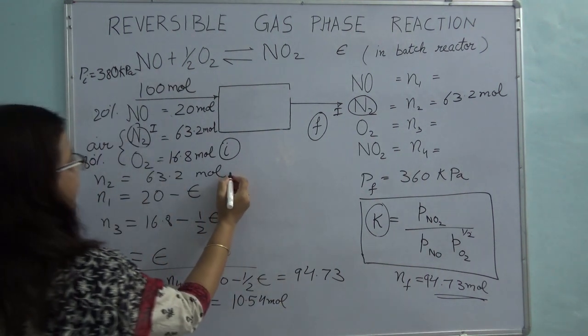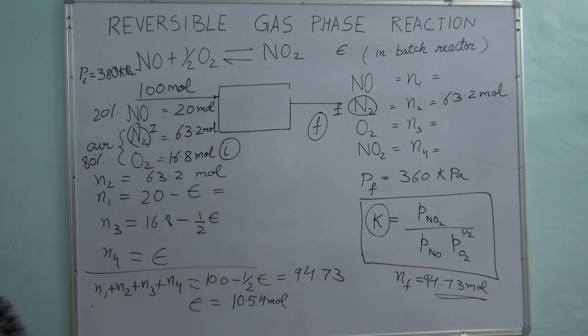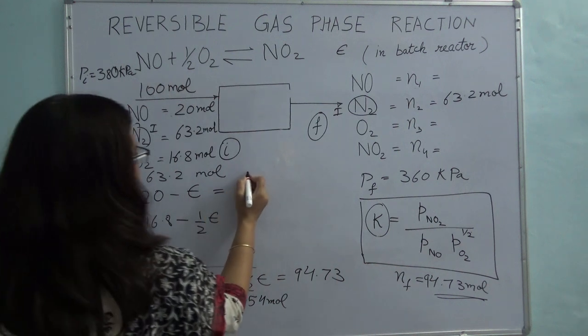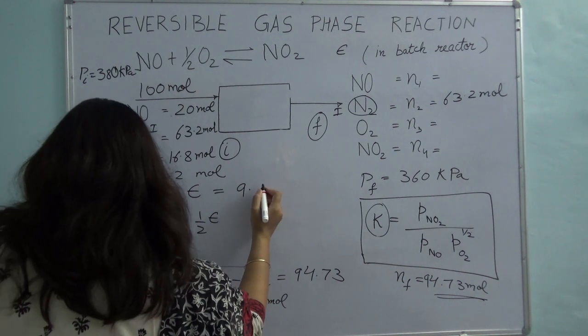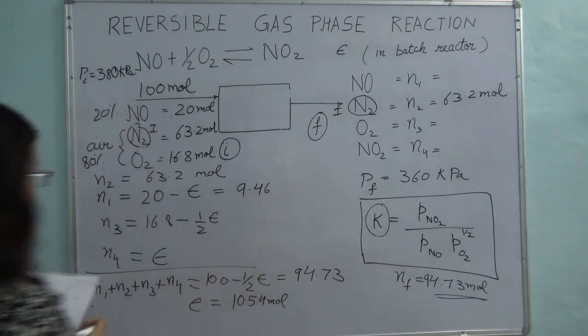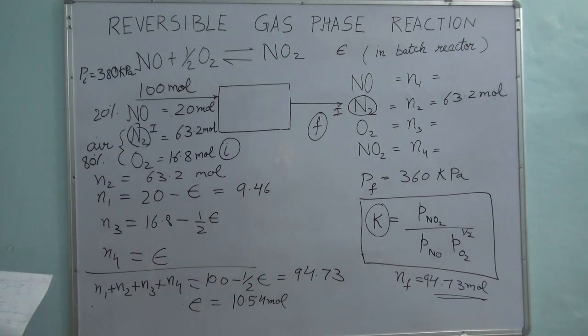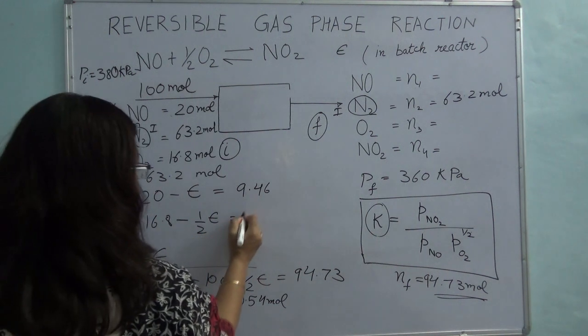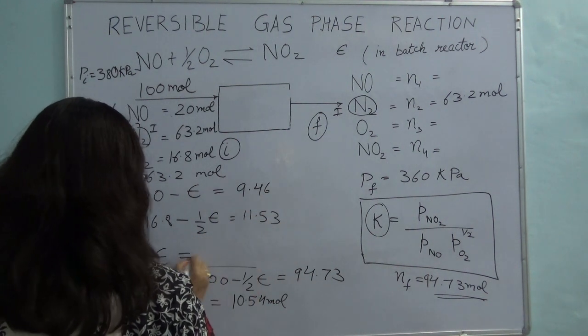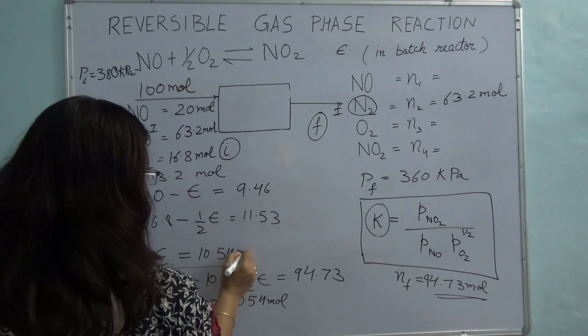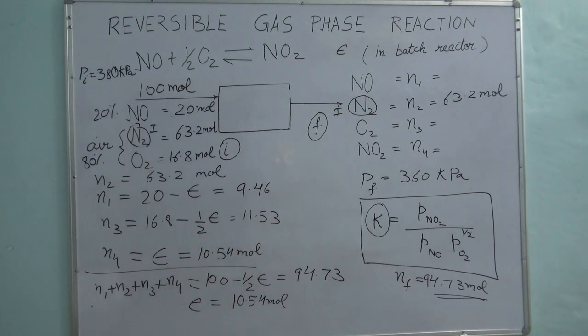Solving it for epsilon, I get the value as 10.54 moles. If I put the value over here, I get N1 equal to 20 minus 10.54, that is 9.46 moles. N3 is 16.8 minus half epsilon, so that is equal to 11.53 moles. And N4 is 10.54 moles. Okay, so I have now calculated the molar composition of the outlet stream.